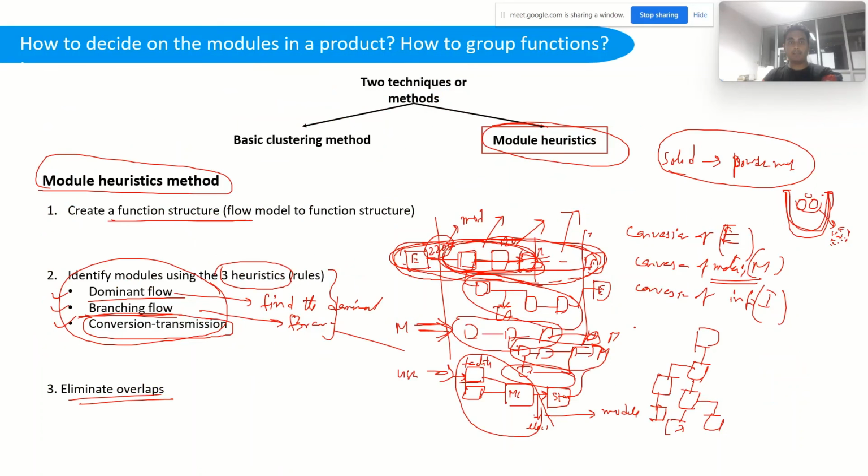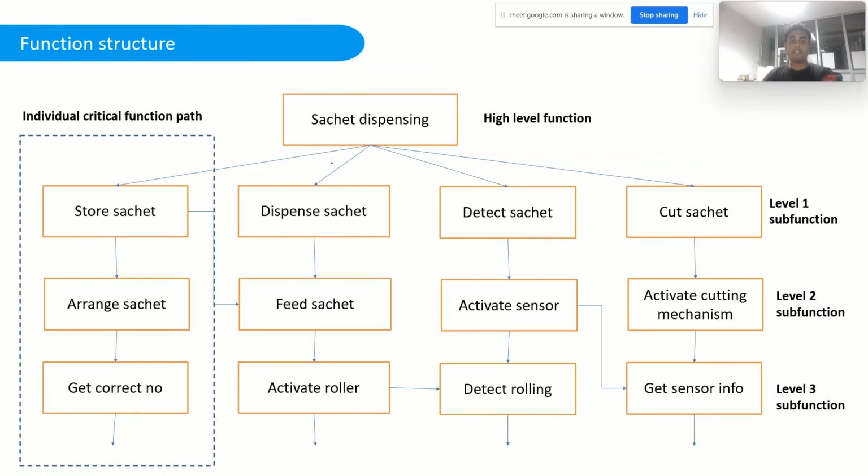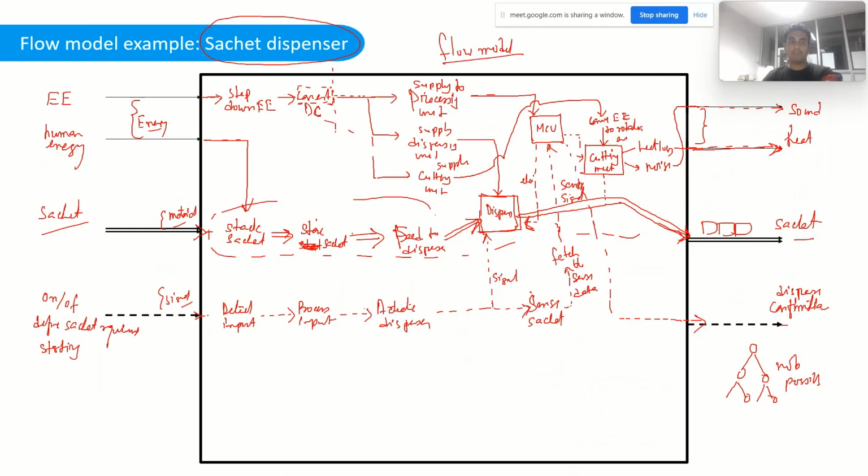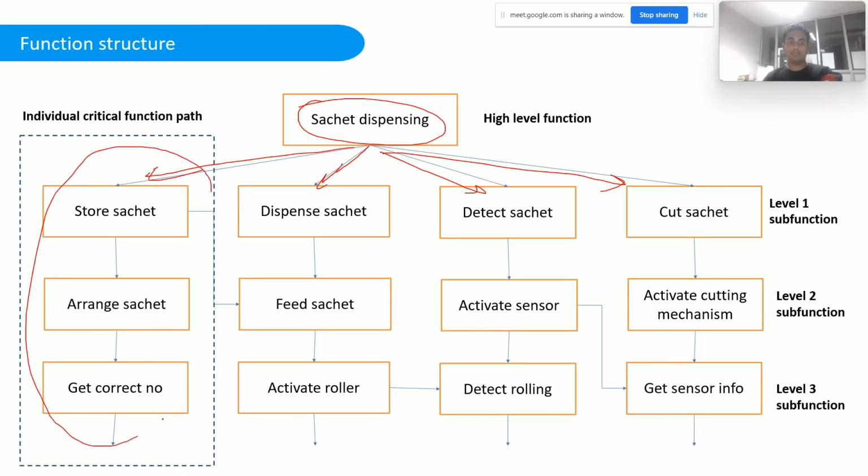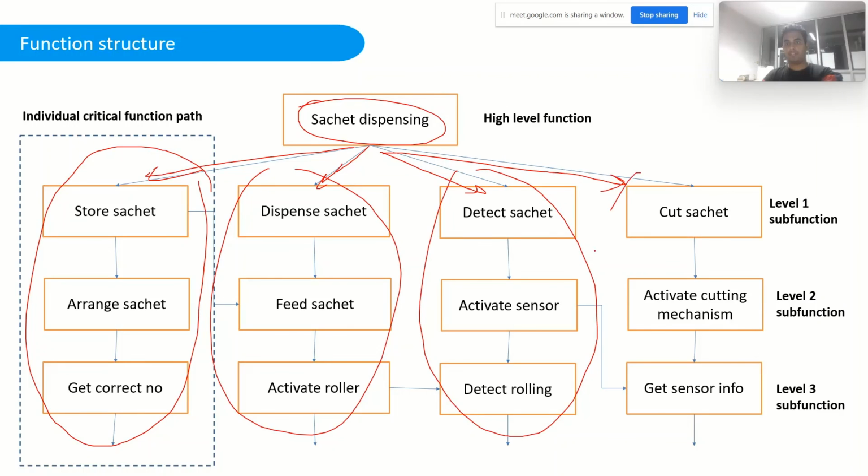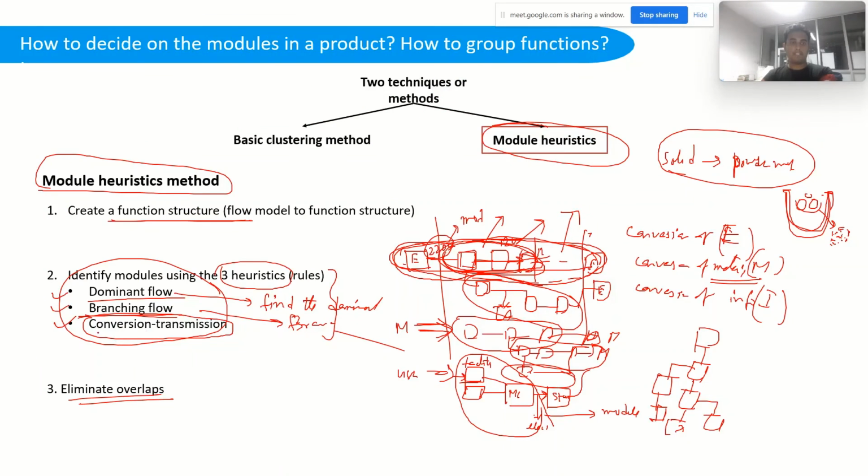But in this particular case we have four branching flows, because from the top node we have four branching nodes coming out of the main overall function, which is dispensing. So we can use the straightforward heuristic, the branching flow, and we can consider these four as four individual blocks.